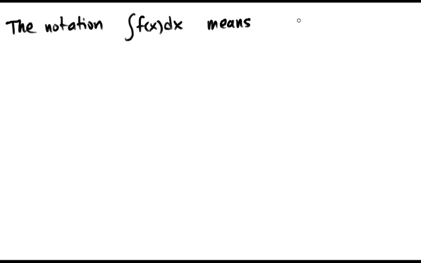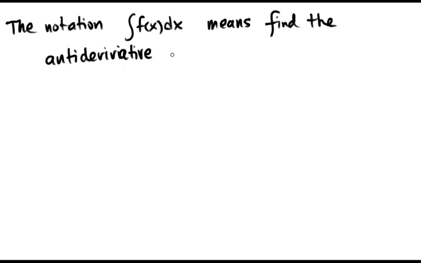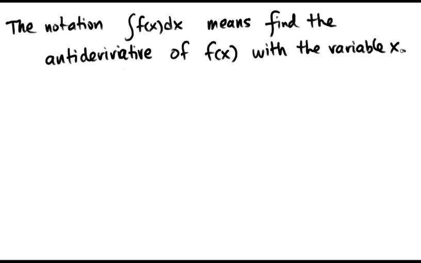So some notation for you. The notation of this squiggle here, and then a function, and then a dx means find the antiderivative of the function f of x with the variable x. That's the dx part, with respect to x.